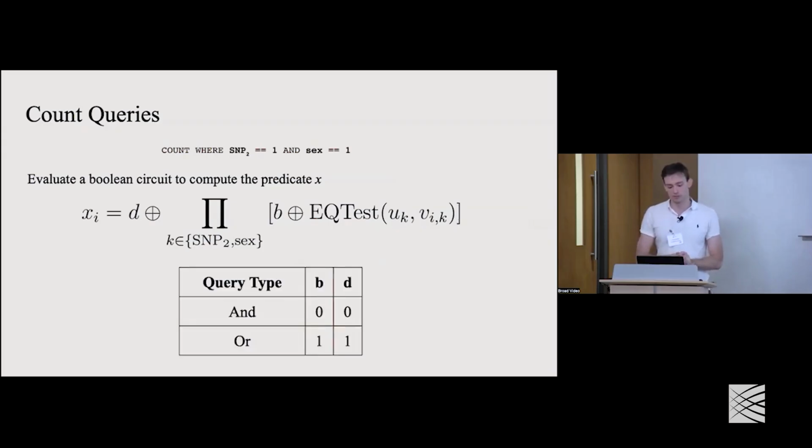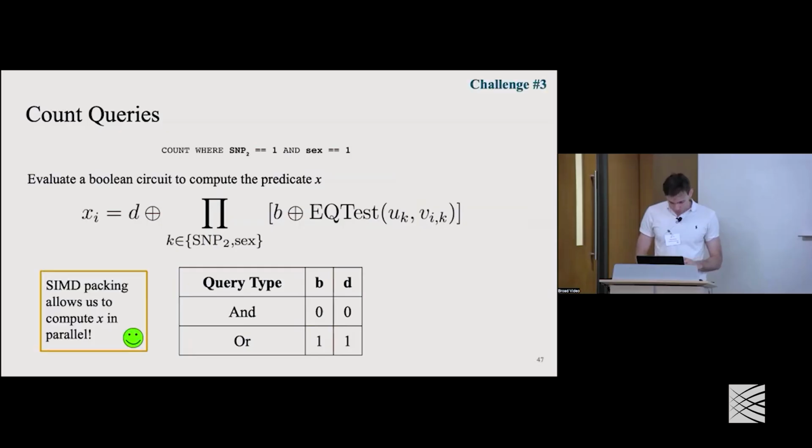We actually support 2 different query types, an AND or an OR operation. I'm going to keep it simple and just focus on the AND, which is just a multiplication. Thankfully, we have that SIMD packing that I was talking about before, so we can actually compute all of this in parallel.